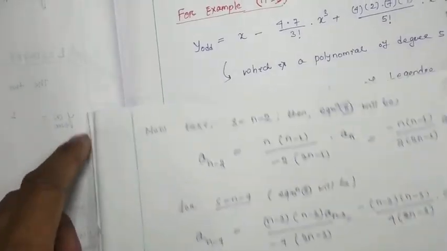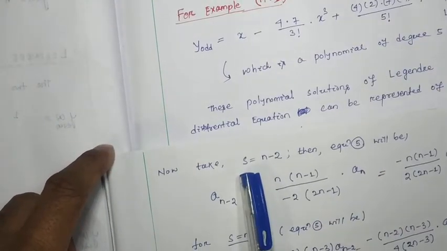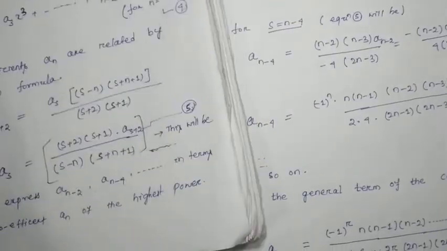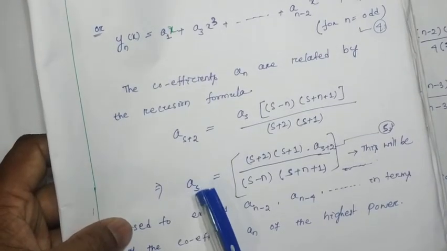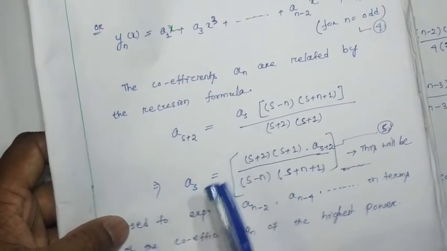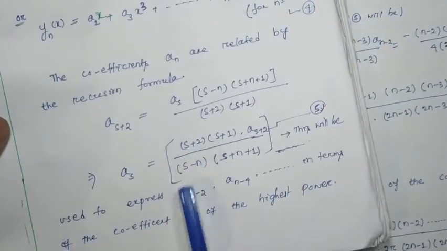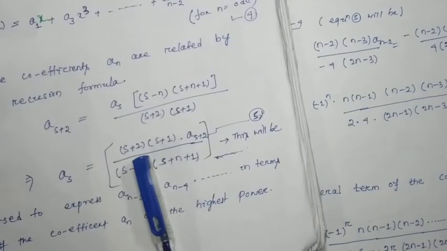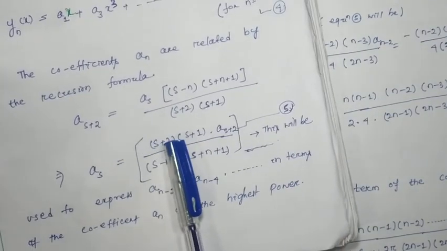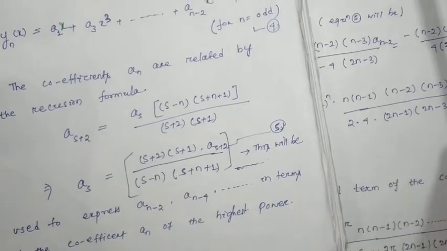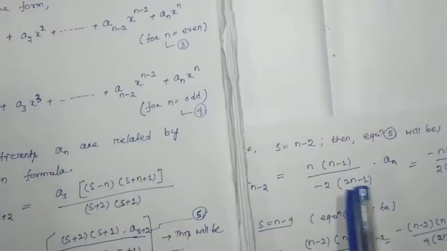Now we have to take s is equal to n minus 2. Suppose s is equal to n minus 2, then what will happen? See, s is equal to n minus 2 means it will be a n minus 2, right? So a n minus 2 into s is equal to n minus 2, so it will be n minus 2 plus 2. It will be n minus 2 plus 1. It will be n minus 1, right?